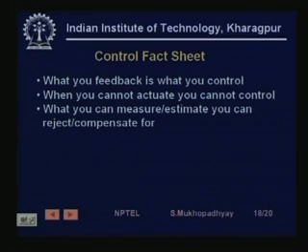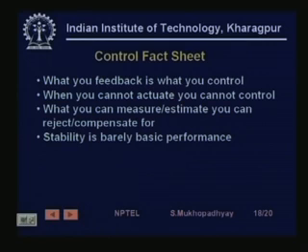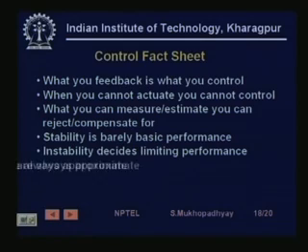If you can measure or estimate the disturbances, then you can compensate them. There are many advanced algorithms which precisely try to do that. Stability is not enough. Stability is barely basic performance. You must ensure stability and then ensure performance. But as you try to drive more and more and improve performance, eventually instability results. So instability generally decides the maximum performance that you can achieve.